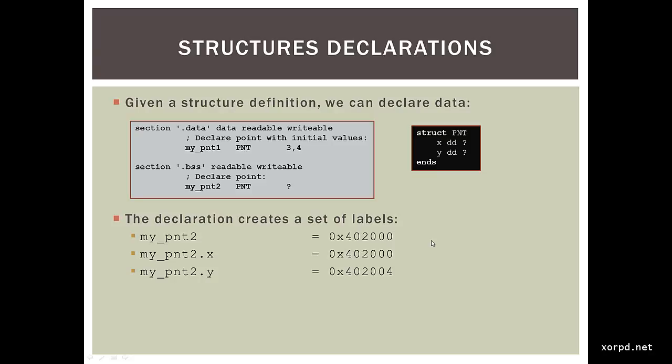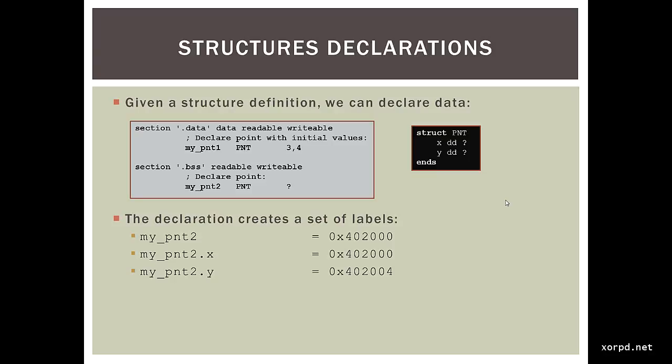Another thing that I want to emphasize. We have already talked about a few labels that we get. We talked about the labels that we get from the definition, and now we talked about the labels that we get from the declarations. And those are different labels. A good way to remember it is the following. The labels that you get from the definitions are small labels.